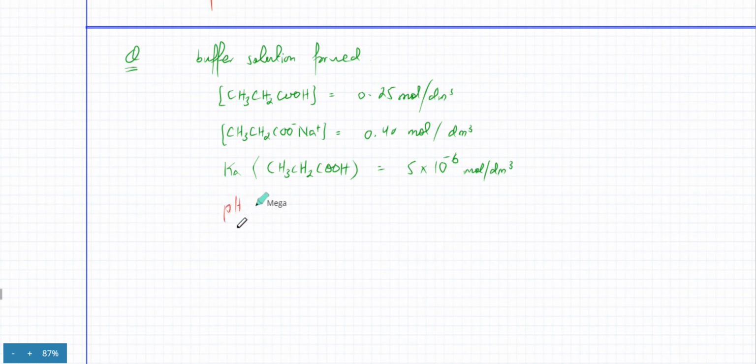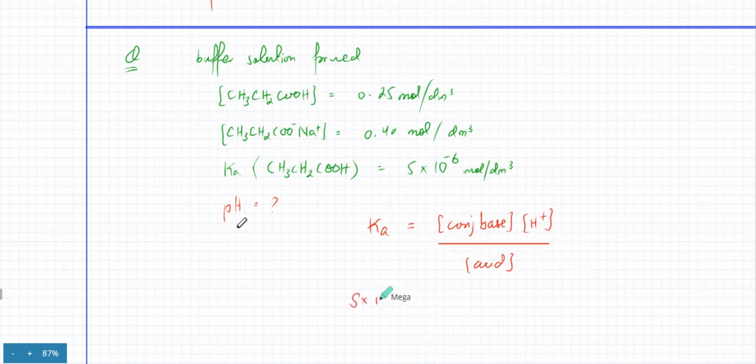What's the pH? So you can just simply apply the formula, which is that the dissociation constant Ka is basically the conjugate base concentration, the salt concentration, into the H plus concentration divided by the acid concentration. So you need to divide this by the acid concentration. The values are all given above. The Ka value is given as 5 times 10 power minus 6.